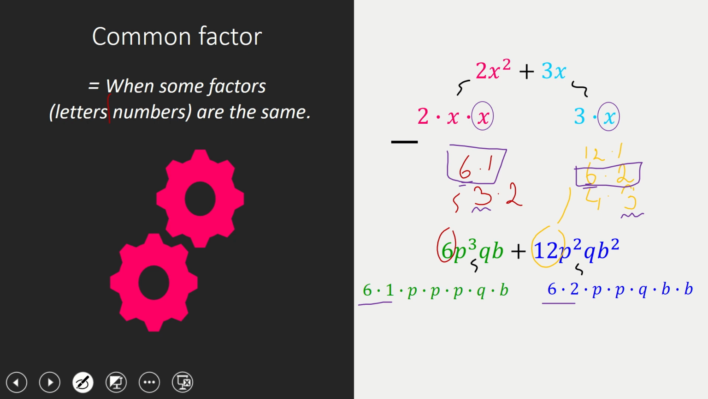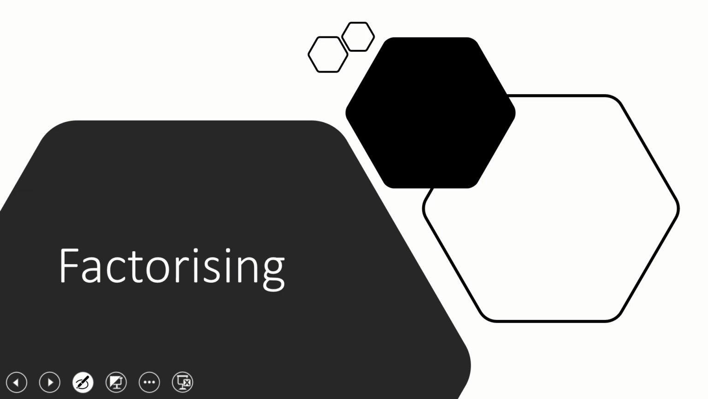So if I'm going to have a look at the common factor, the 6 is a common factor. They both have a 6. The p is a common factor. And there is another p as well, so that's a common factor as well. Then the q, they've got that in common. And they have a b in common. So those are the common factors. We need the common factors to factorize.